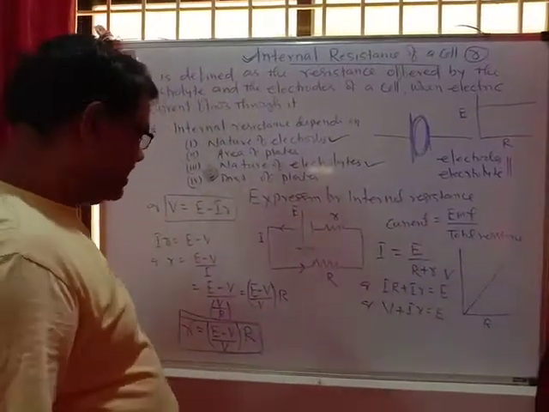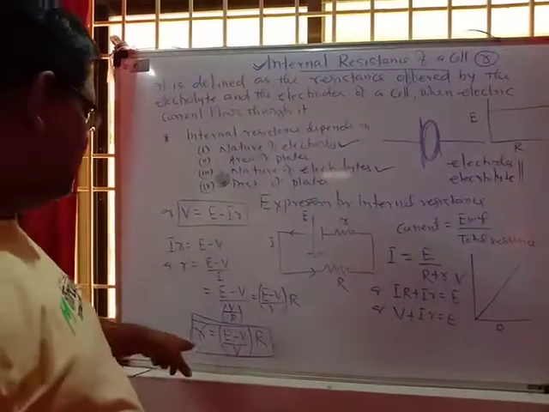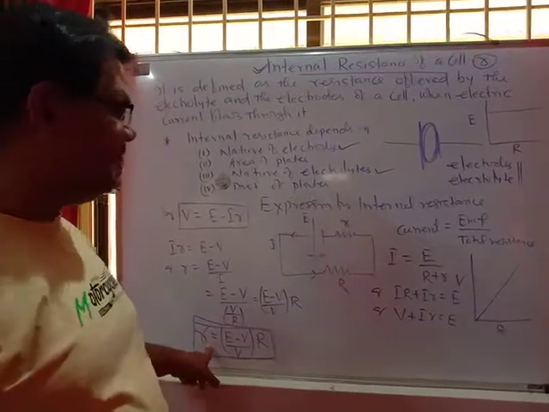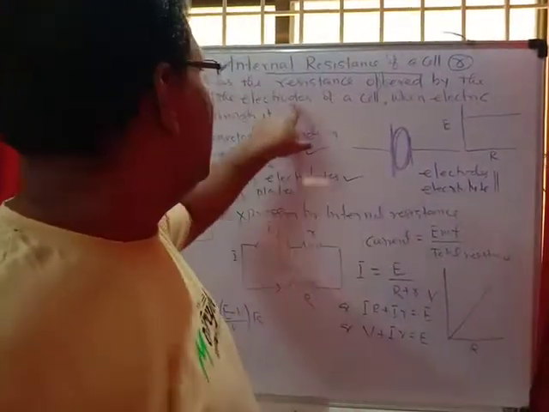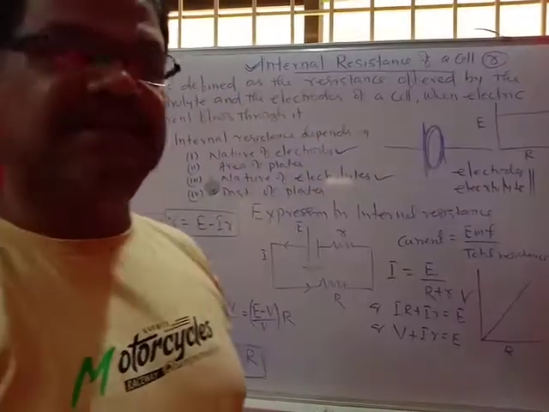This is all about the expression of the internal resistance of the cell, and the graphs between E and capital R, and V and capital R. And this is all about the internal resistance of a cell.